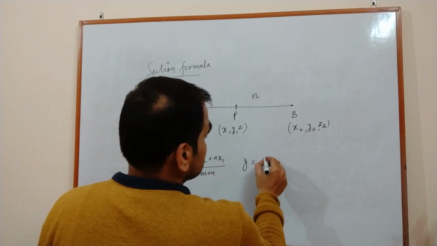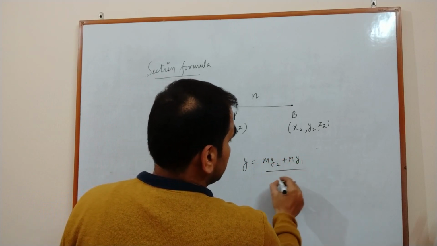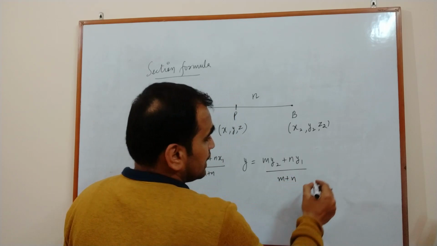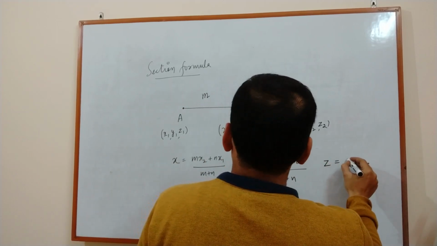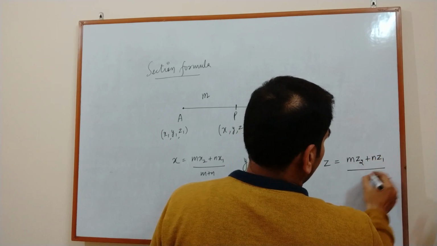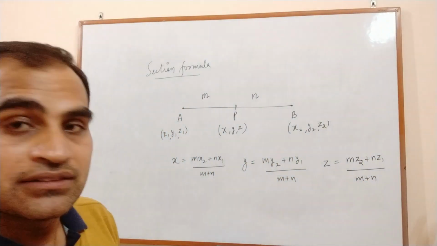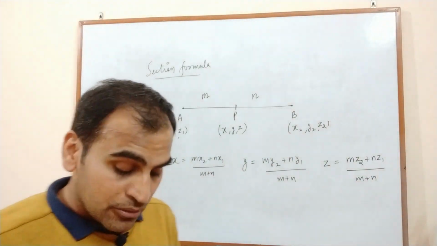Y is my2 plus ny1 upon m plus n, and z is mz2 plus nz1 upon m plus n. So this point is the internal point. This point can be external point as well.